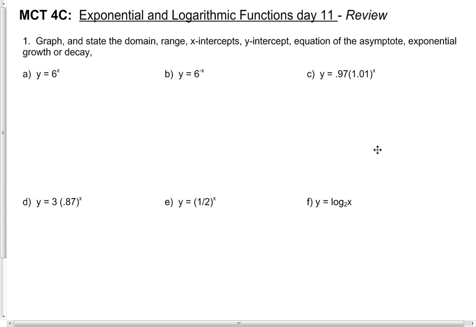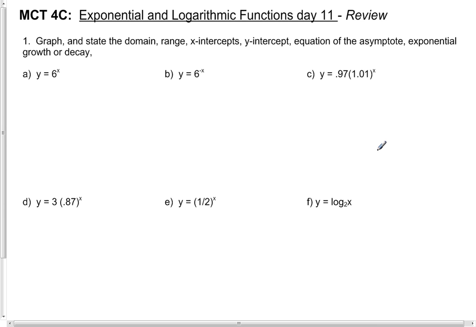Grade 11s, we're going to look at some review questions today. It's been a very long unit and we've covered a lot of related but strange things. So let's have a look, first of all, at exponential functions. We're going to graph, state the domain, range, x-intercepts, y-intercept, equation of the asymptote, exponential growth or decay. So we're not going to do a fancy graph. We're going to do more like a sketch.